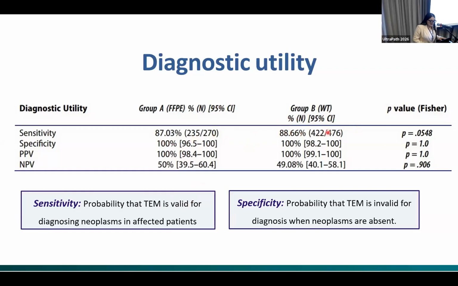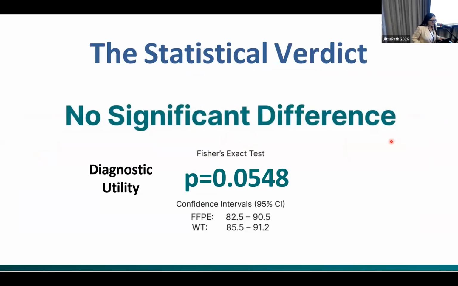With this sensitivity, the Fisher exact test was calculated, and we obtained a P value of 0.0548. But what does this mean? We used a confidence interval of about 95%, and we can translate this information as: there is no significant difference between the diagnosis in FFPE and wet tissues in tumor cases.